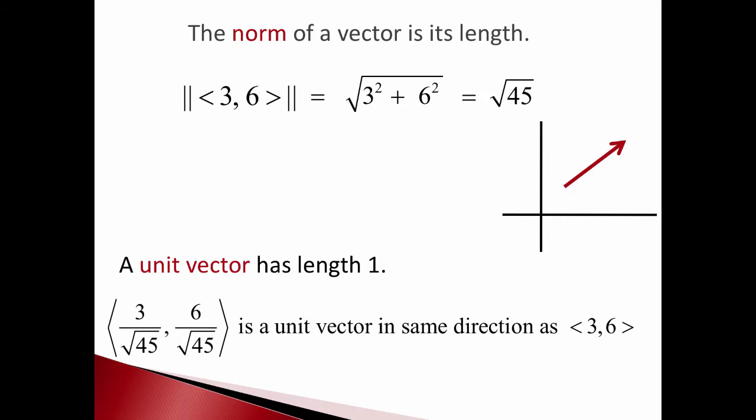It'll point in the same direction as 3, 6, but if I took the norm of 3 over square root of 45, comma 6 over square root of 45, the 45's cancel, and I end up with a length of just 1.